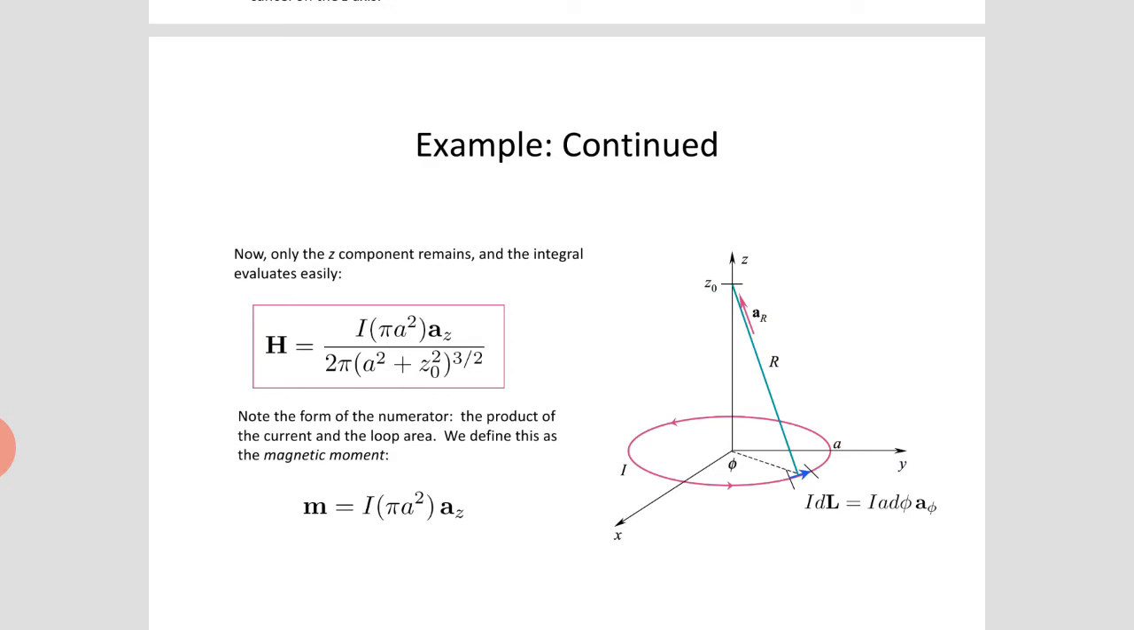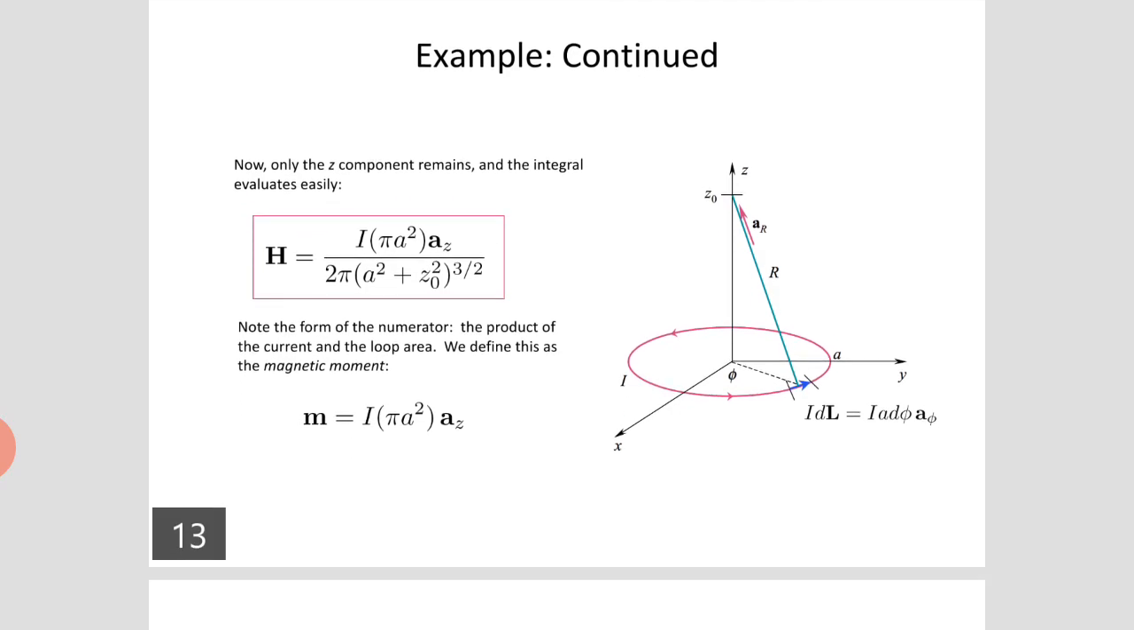All the other radial components are cancelled apart from the z axis components. So this is the equation we get for the field arising from the circular loop. H is equal to I into pi a square Az divided by 2 pi into (a square plus z naught square) raised to 3 by 2. One thing you can notice from the numerator, the product of current and loop area, we can define as the magnetic moment. That is given by M is equal to I into pi a square into Az.